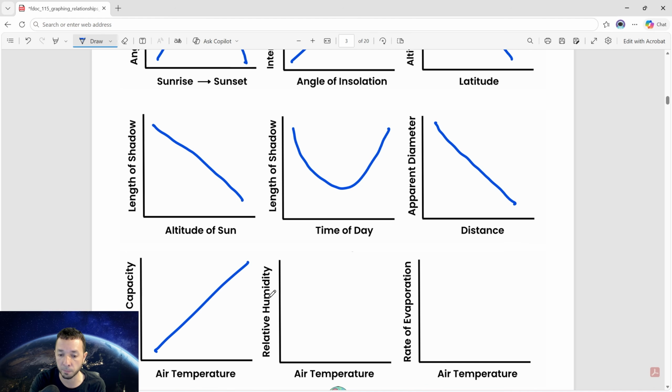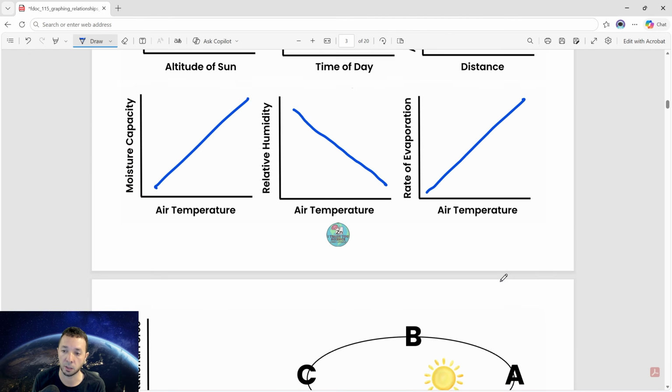Warmer air can hold more water. Air temperature increases, what happens to relative humidity? It decreases. Air temperature increases, what happens to rate of evaporation? Should get higher. All right, next page.